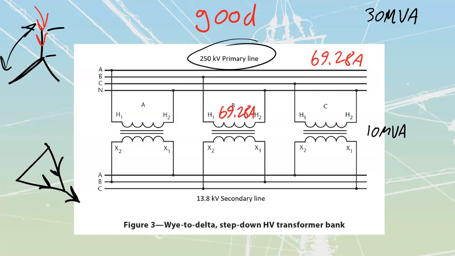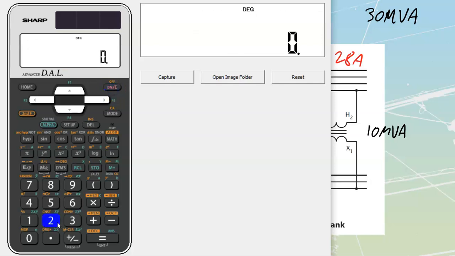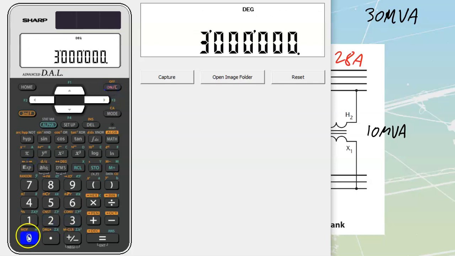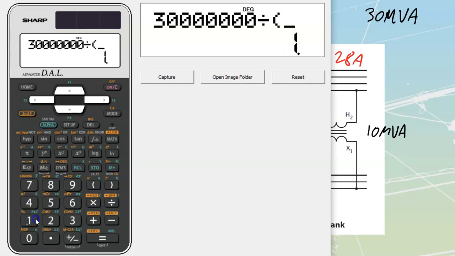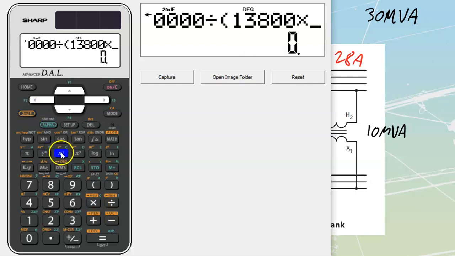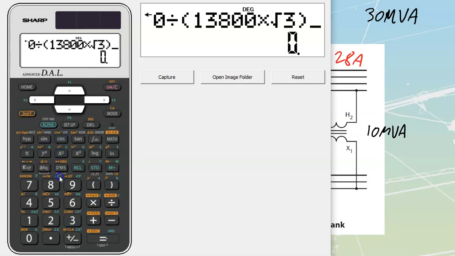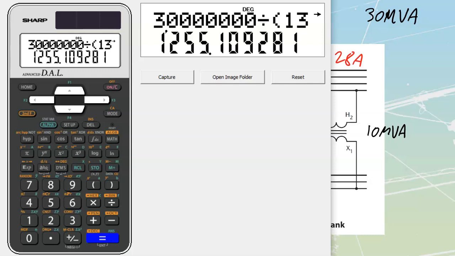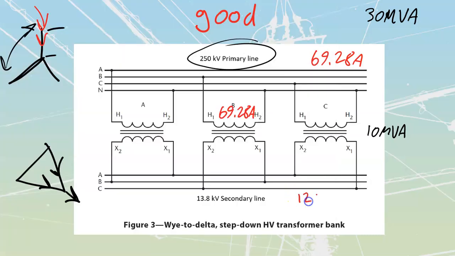Going over to my low side is going to be done the same way, 30 million divided by my low side line voltage, 13,800, times root 3, which is going to get me to a value of 1255 on my current, on my line. 1255 amps that I'm sending out on each line, which we know is going to be made up of smaller currents combining from each of these over here.